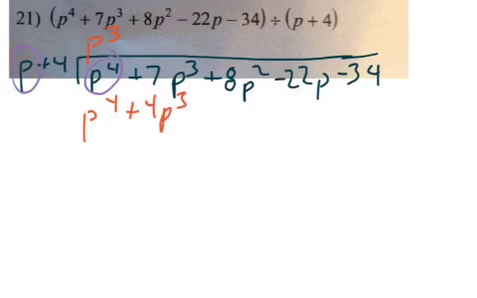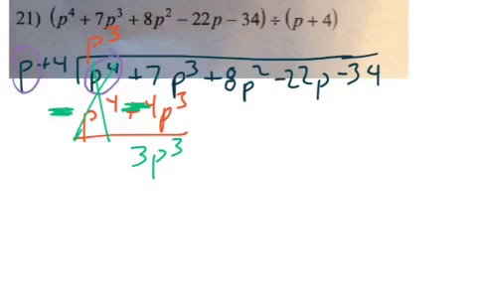Okay, so what's the next key step? Remember long division in elementary school, the next step was we would always minus, right? And if we're minusing there, don't forget we have to minus there, because that's called the distributive property. So notice p to the 4 minus p to the 4 is nothing. That's what we want. And 7 minus 4 is 3p to the 3.